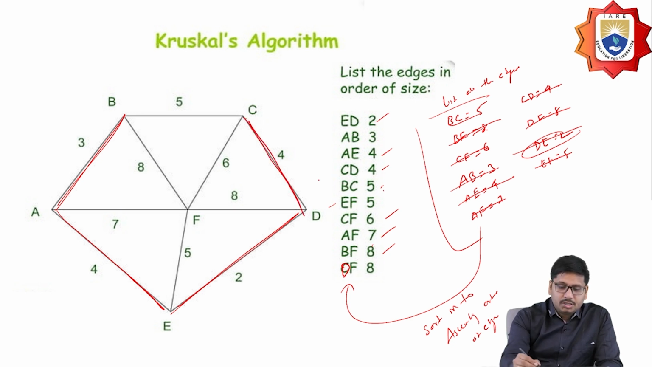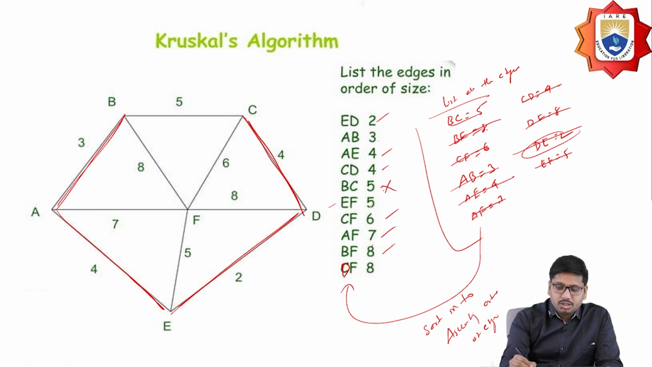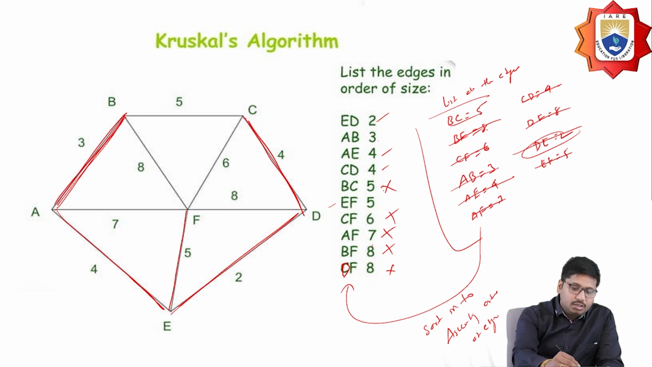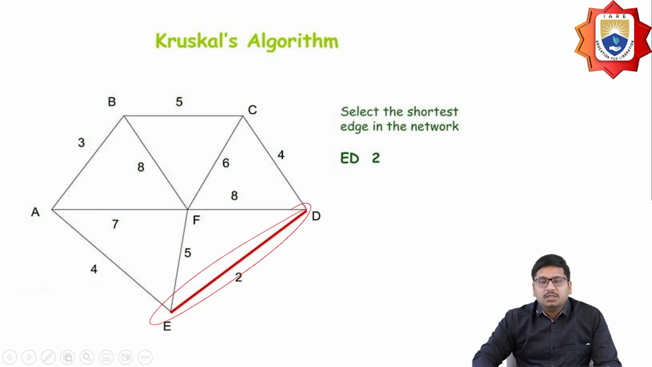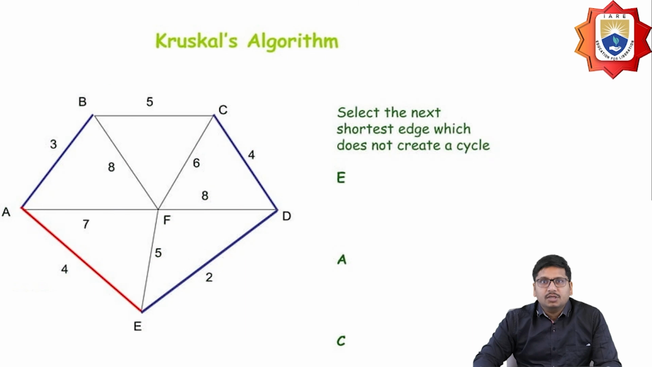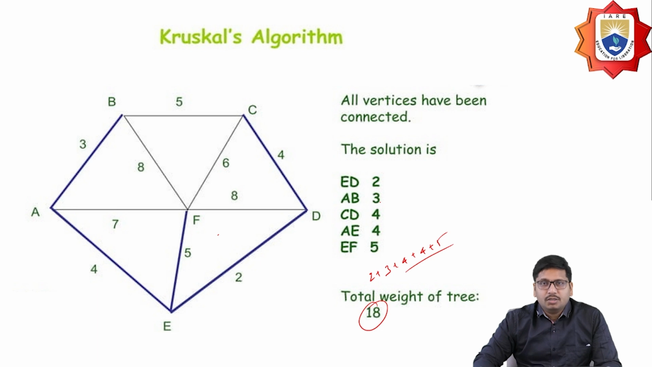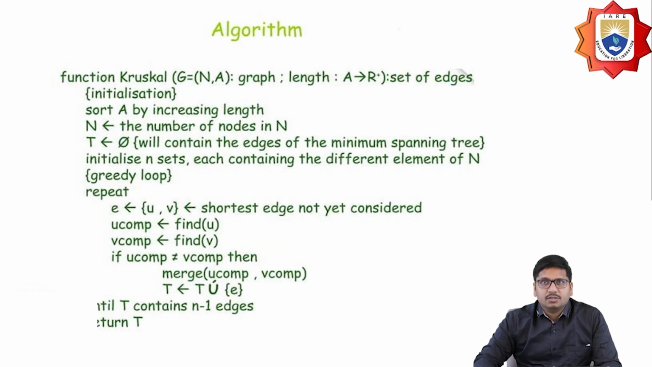is the next one, and BC, if I form BC, it is going to form a cycle. So that's why I'm not considering it, and EF is going to be considered. And then CF is going to form a cycle. So according to this, this should be the resultant spanning tree. So that is the first step: ED and AB, CD and AE, and BC is going to form a cycle, and the solution should be the sum of all the edge weights.